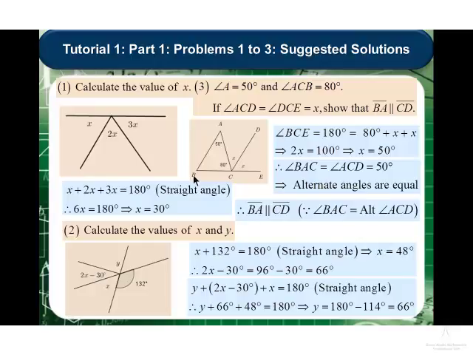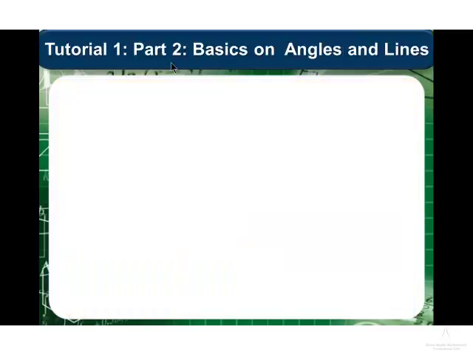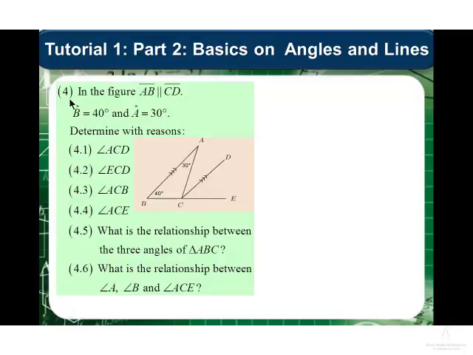Remember, once we have parallel line segments and a transversal, in this case AC, and these angles are the same, the alternate angles, we know that the two line segments must be parallel. In part 2 of tutorial 1, we consider two more problems. So in problem number 4, we have the following question.